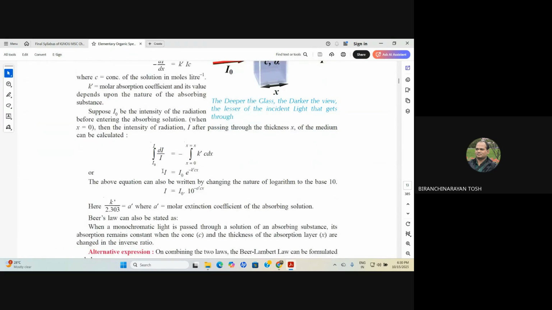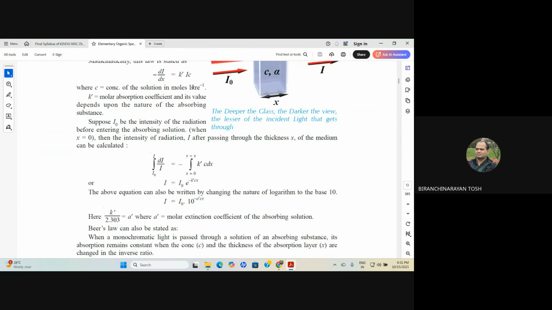So finally, we will get I equal to I naught into e to the power minus k dash cx, converted to base 10, I equal to I naught 10 to the power minus a dash cx, where a dash equal to k dash by 2.303. So this is known as the molar extinction coefficient. There it was only extinction coefficient, and here we are using molar extinction coefficient. Why? Because concentration we are expressing in moles per liter. So this is molar extinction coefficient.